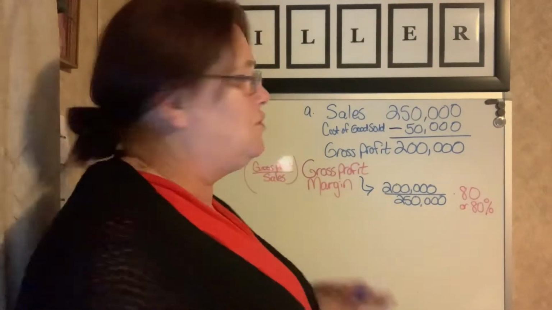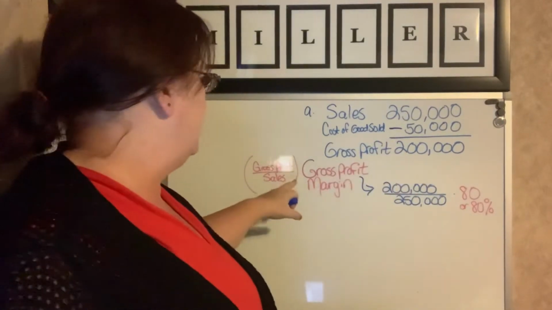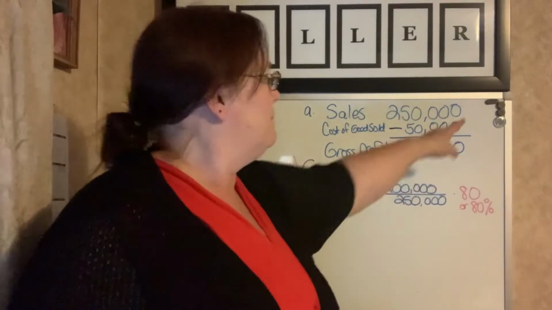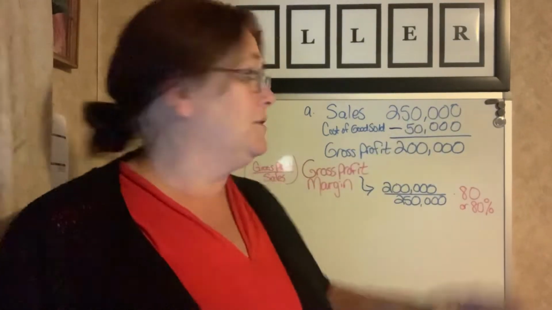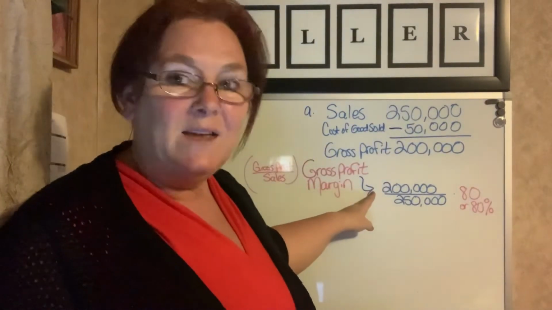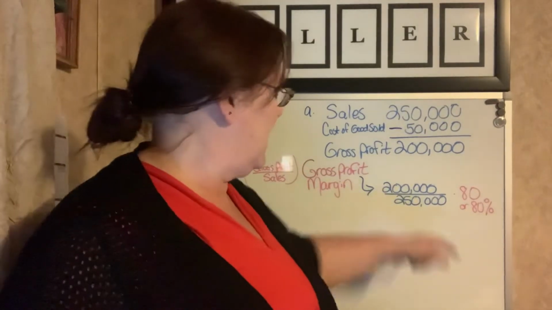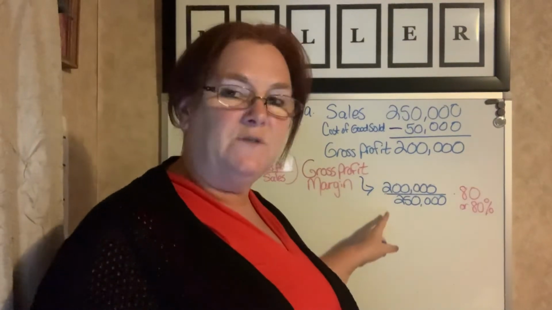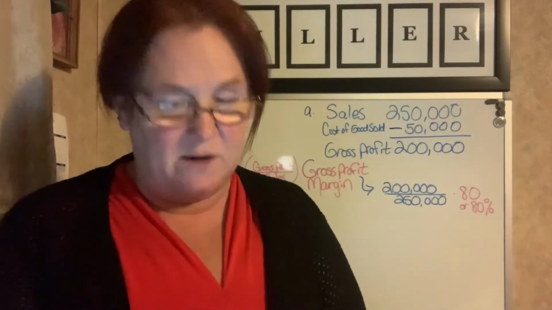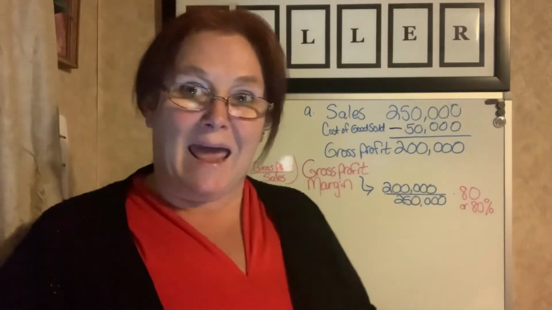So all you're really doing after you get this number right here, which is your gross profit, is taking the gross profit and dividing it by the sales. So it's a simple subtraction to get the gross profit, and then taking that gross profit and dividing it by your sales up above. That's all you're doing. In this case, 200,000 divided by 250,000 comes out to 0.8, or in percent form, 80%. That is the answer to part A.